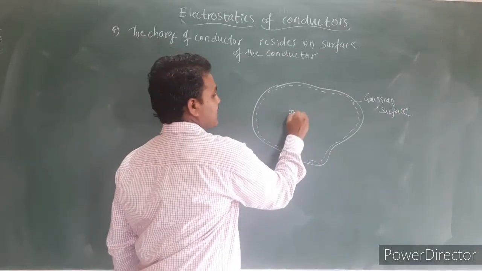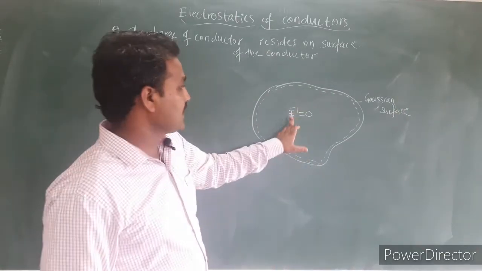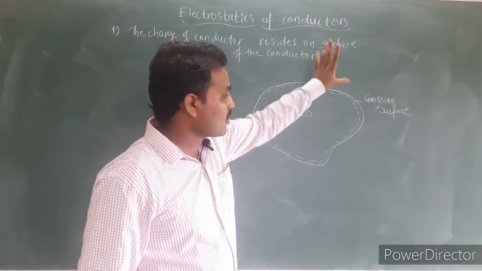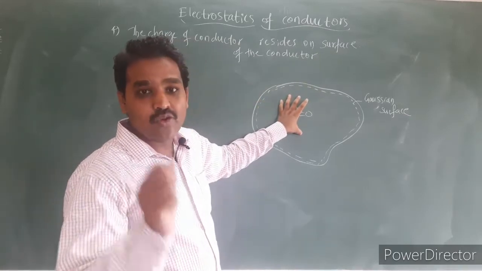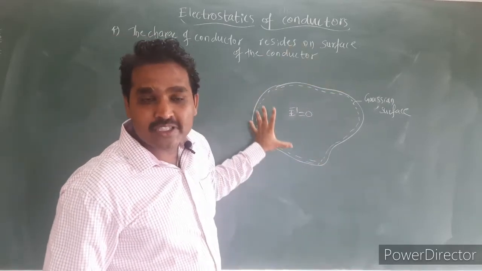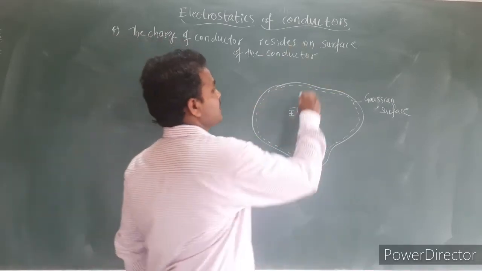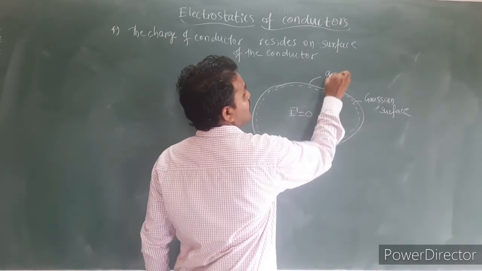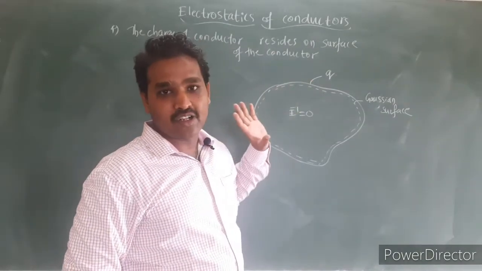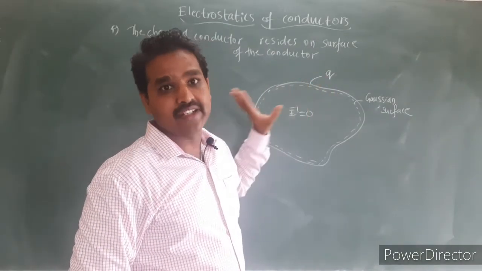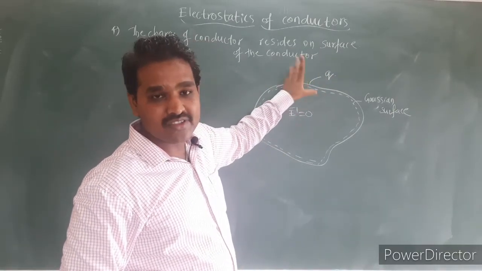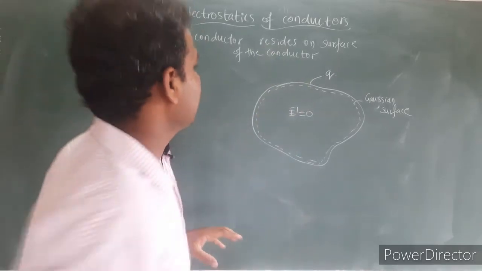Since the electric field inside this conductor is equal to 0, the electric flux passing through this Gaussian surface is also equal to 0, and that is true only if the charge inside this conductor is equal to 0. Whatever charge is possessed by the conductor, all that charge must be present on the surface of the conductor. We cannot have any charge within the volume of the conductor. So all the charge possessed by the conductor will be present on its surface.